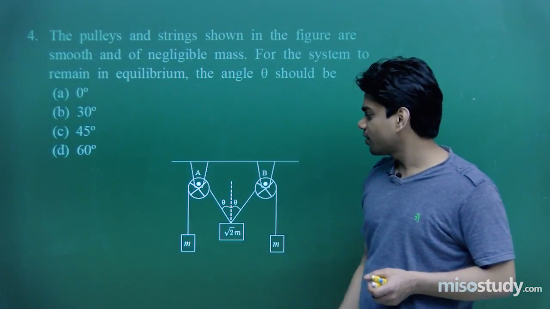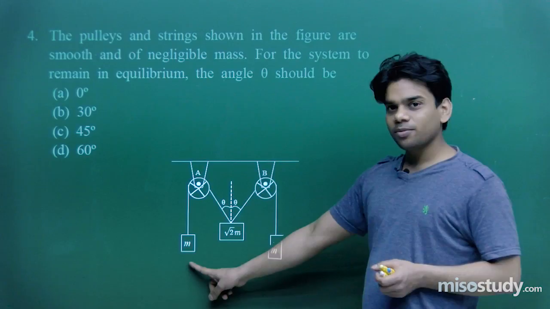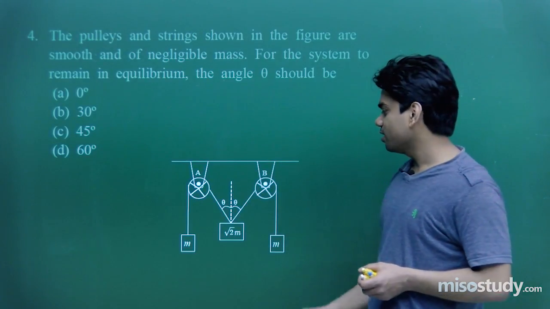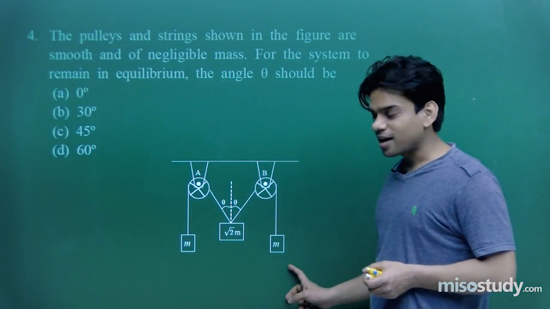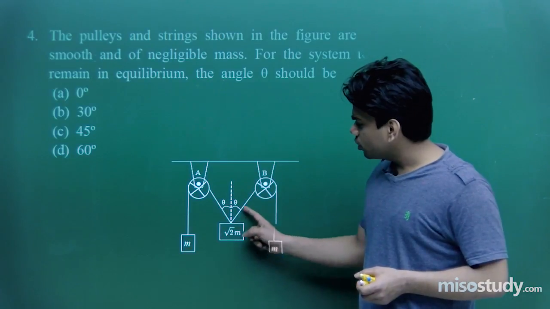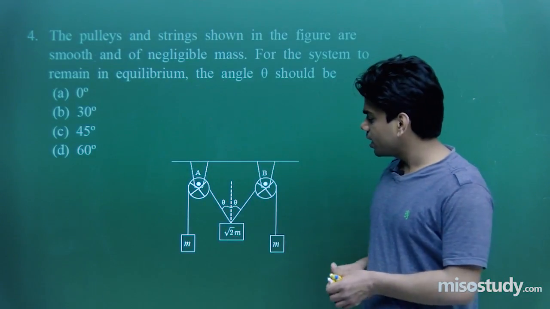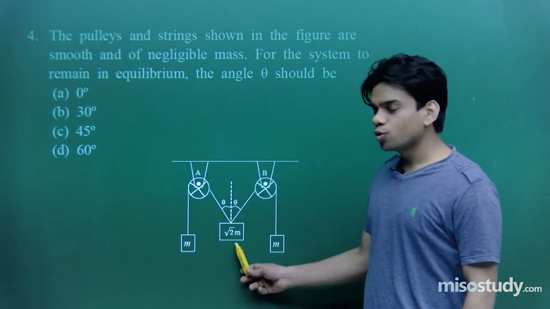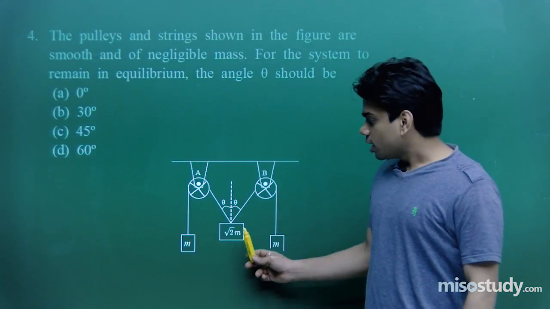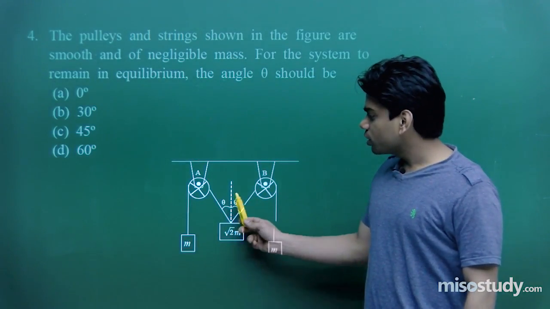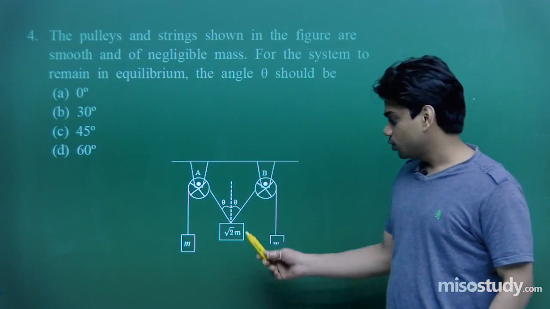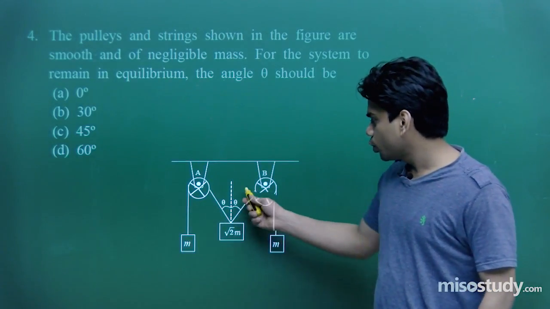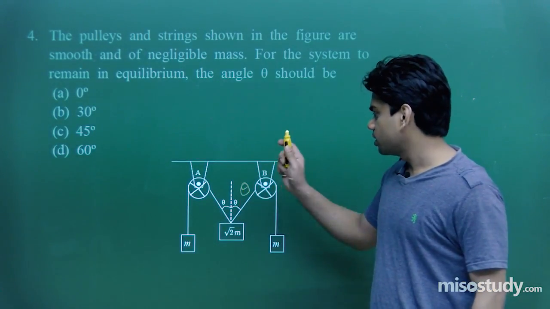There are two pulleys given here. One block of mass m is hanging. Another block of mass m is hanging here. Then we have a string that continues from both the ends, and we can see that a block of mass root 2 m is hanging. The angle that these strings make with the vertical is given as theta. You see this is theta. Let me just show it completely that this is theta.